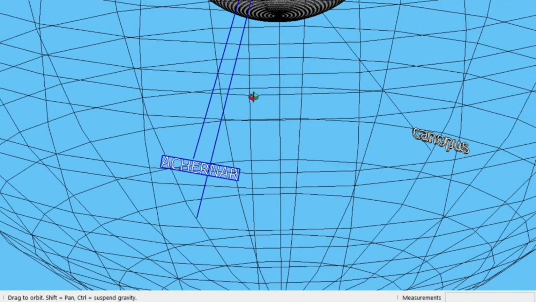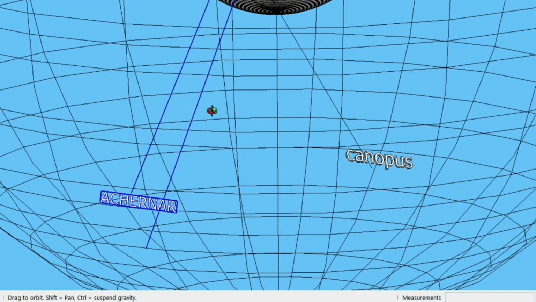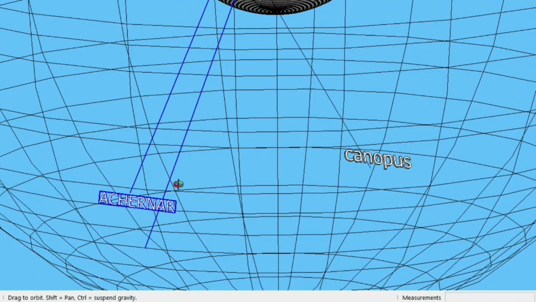And this was the result. The bottom blue line was the GP line, the line to the GP of the star. And the top line is the one from the observation. So you did 0.17 degree correction.